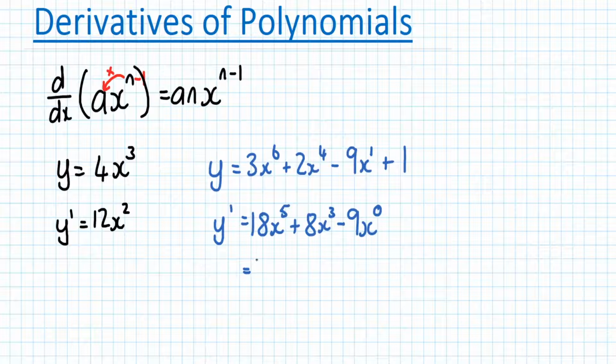Alright, so let's just simplify this down. 18x to the power of 5 plus 8x cubed, take away 9 times x to the power of 0. Any term to the power of 0 is 1, so x to the power of 0 is 1, and 9 times 1 is 9, so that's going to be negative.